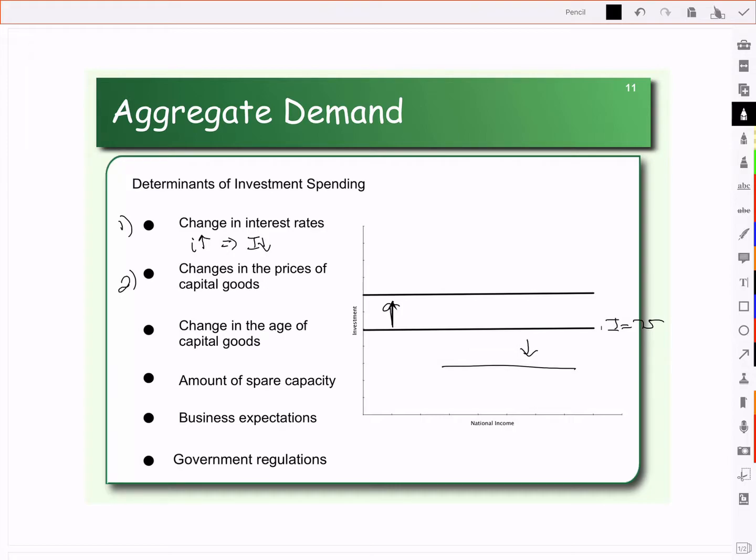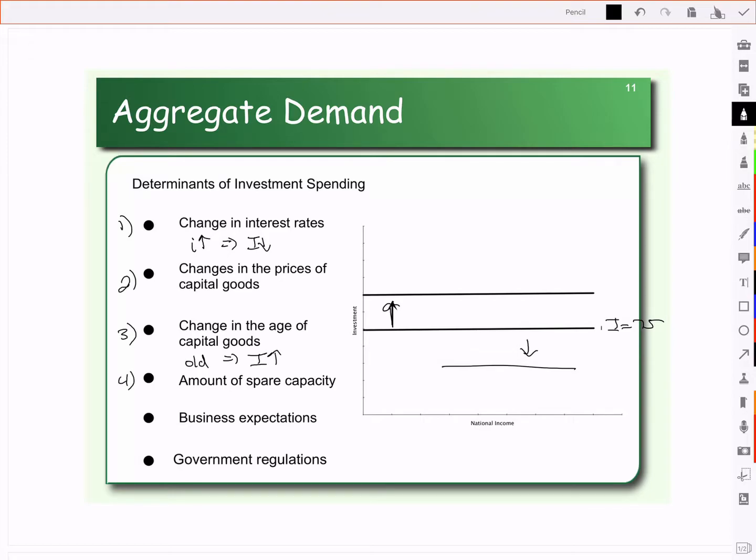The third determinant of investment spending is a change in the age of capital goods. Well, if you're Quiznos and your toaster machine is now old, maybe it's not toasting as well as it should be or as it used to, then you're going to go and get a new toaster for your Quiznos location, and so investment spending is going to go up.